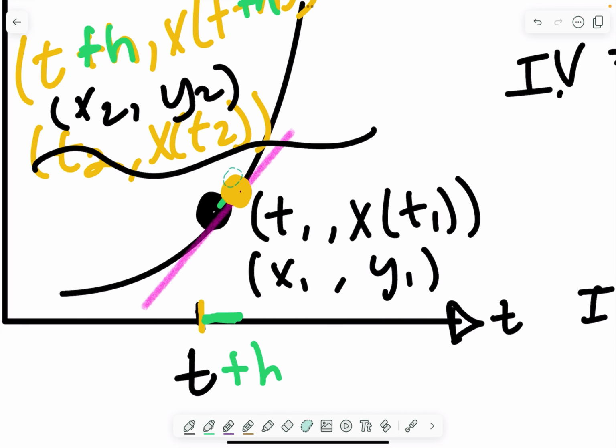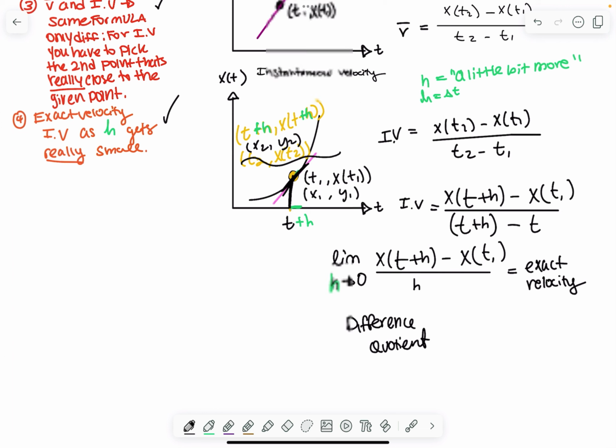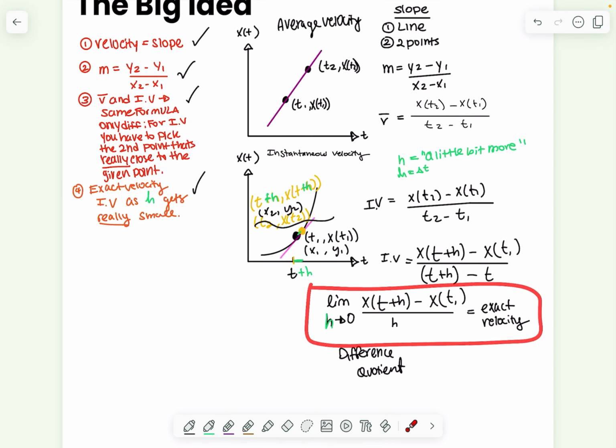Because what you're doing is you're taking the difference between the 2 points, limiting it to be 0, so basically they're the same point, and so you're going to get the exact velocity, the exact slope at that specific point in time, and that's what you call the exact velocity. And so this is really the concept of calculus, the fact that you can limit the difference between 2 points to be 0, then you can get the exact velocity at a particular point.